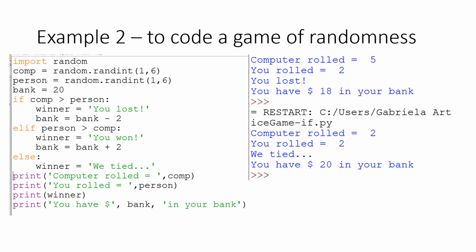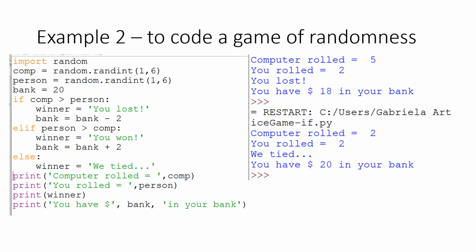So now if the person won, it's going to read you won exclamation point. If the computer won, we're going to see you lost. And if there is a tie, we're going to see we tied. And afterwards, you have this much money in your bank.